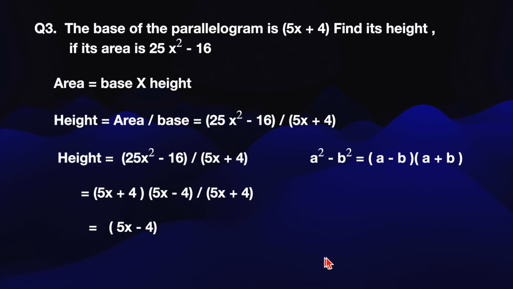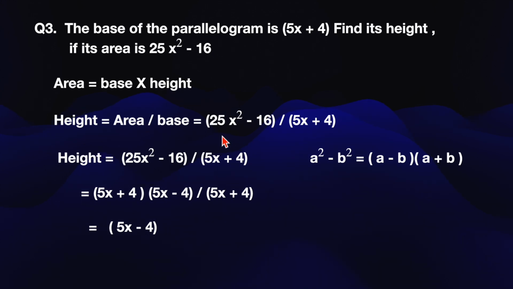Question 3. The base of the parallelogram is 5x plus 4. Find its height if its area is 25x square minus 16. So here, let's write down the formula for the area of a parallelogram. Area is equal to base into height. So height is equal to area divided by base. The area is 25x square minus 16 divided by 5x plus 4.